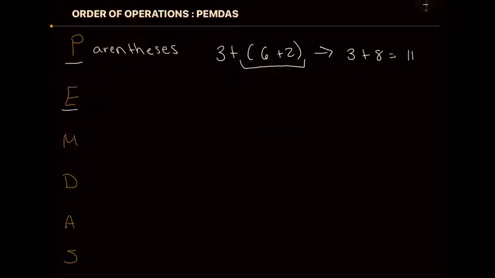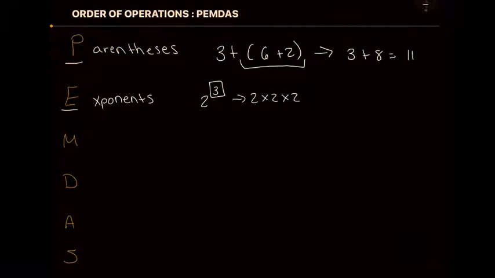The E stands for exponents. An exponent looks something like this. This 3 is called an exponent, meaning we would have to multiply 2 to itself 3 times: 2 times 2 times 2.